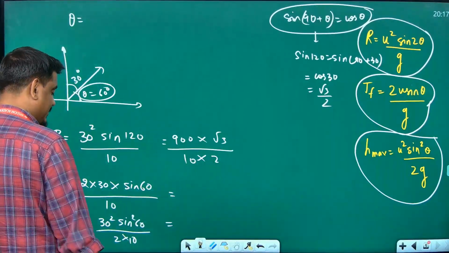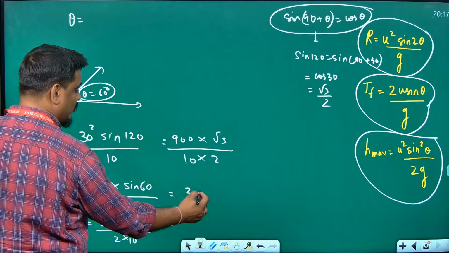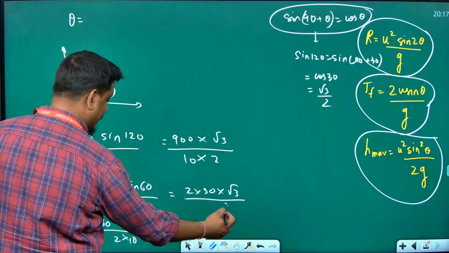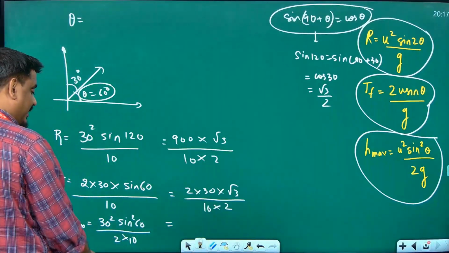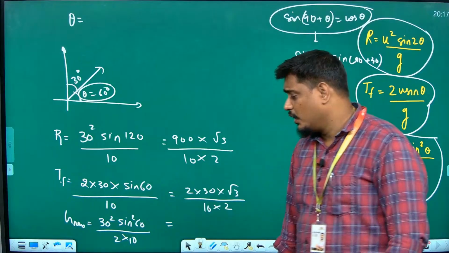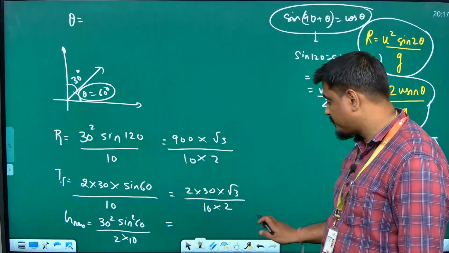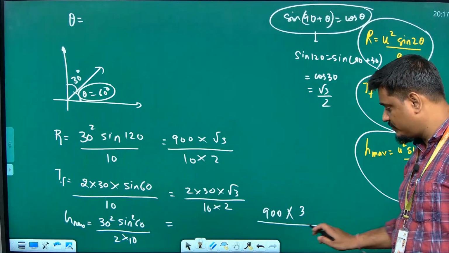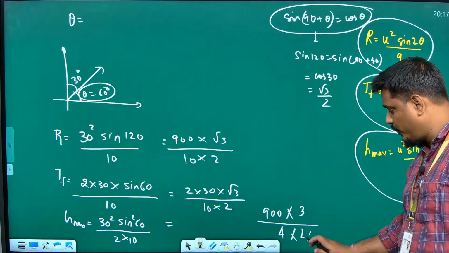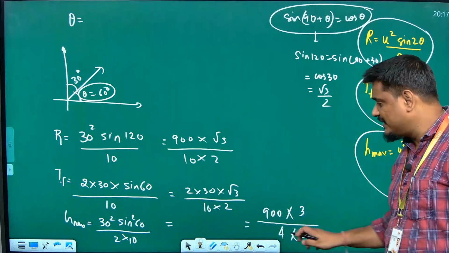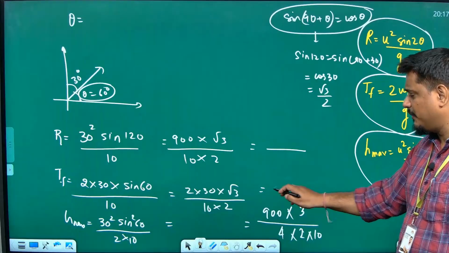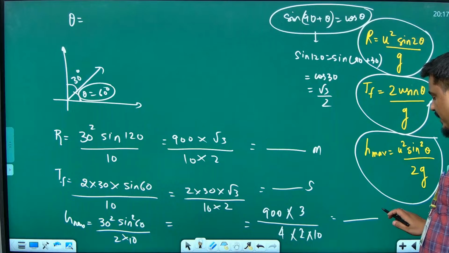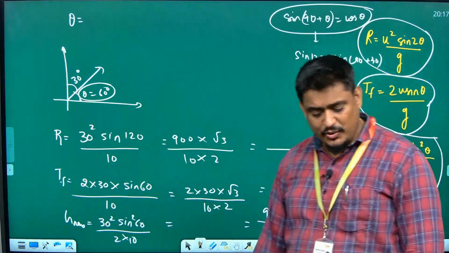Here you will get 2 into 30 into sine 60, once again root 3 by 2, into 10. And for H max, what is sine 60? Root 3 by 2. Square of that will be 3 by 4, into 2 into 10. So when you solve all these things, just multiplication, you will get the value of range, time of flight. You can leave if you want to leave, no problem.